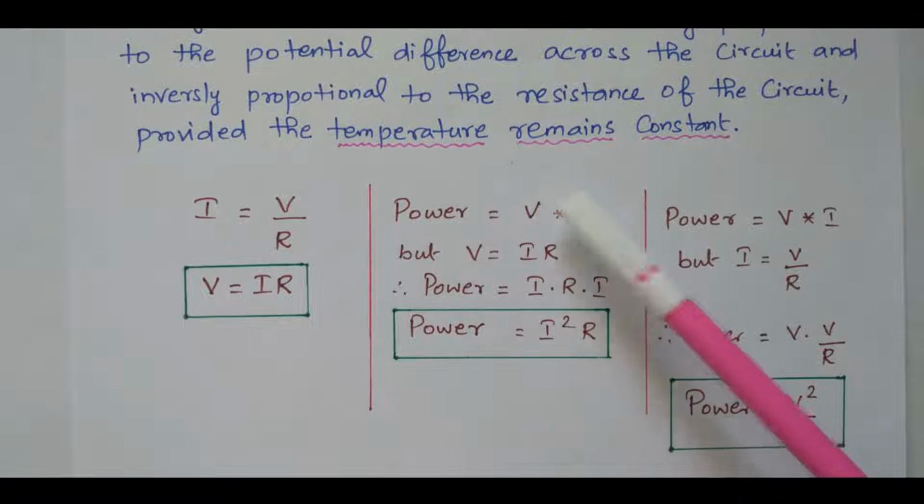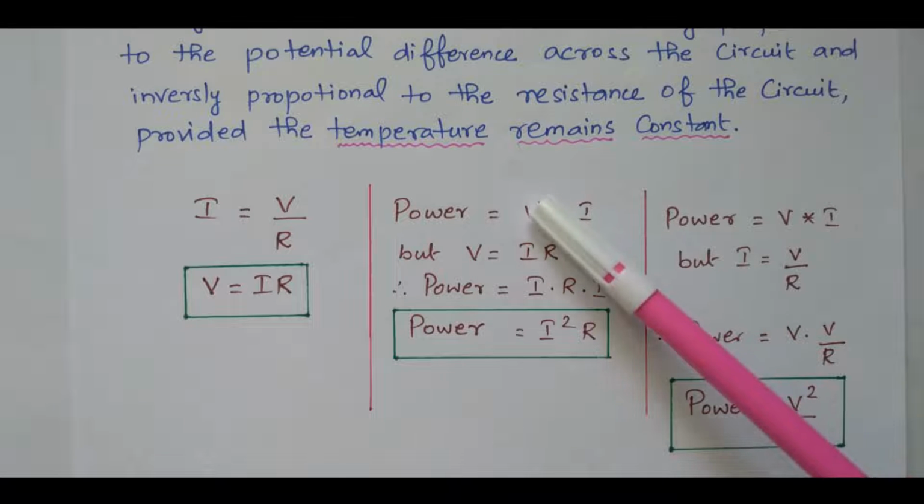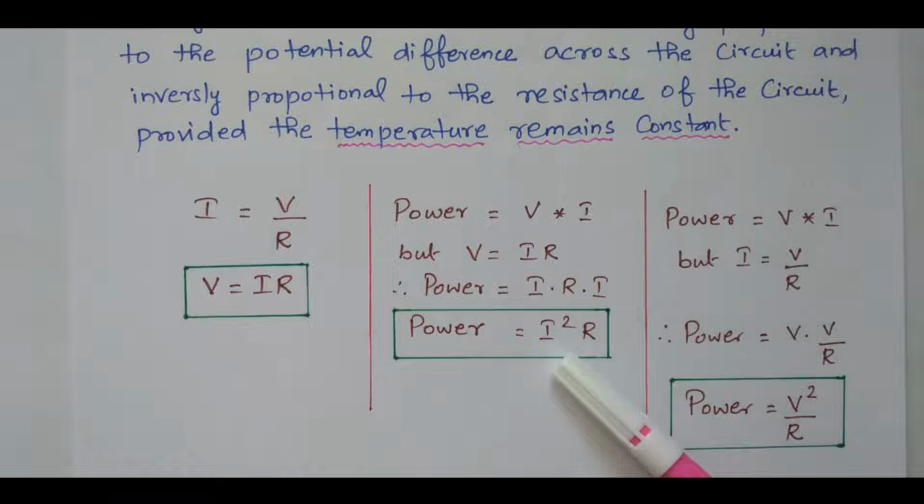So power can be expressed in a new formula called I square R. The general formula is V into I. The V is substituted with IR, so that what we got? I square R. So the power in terms of current is nothing but I square R. Generally it is called a power loss, because the loss depends upon the current, so this term is normally referred to as power loss.